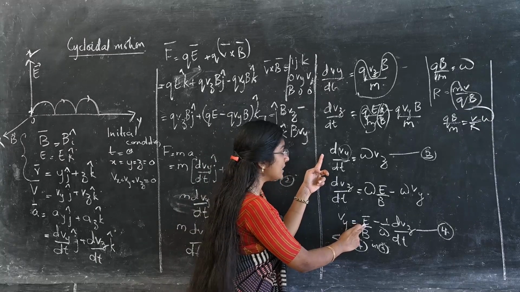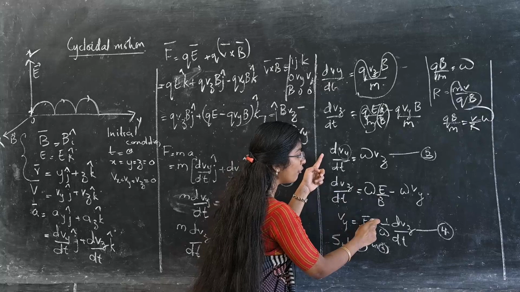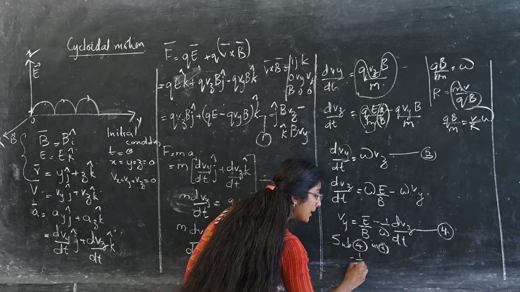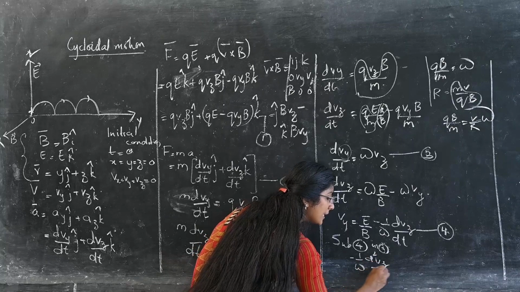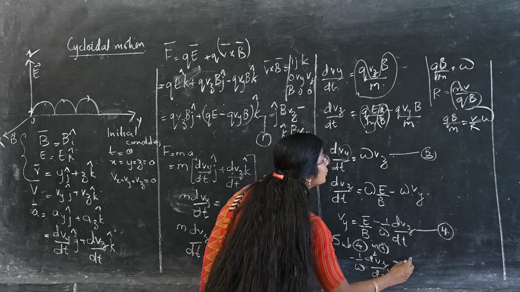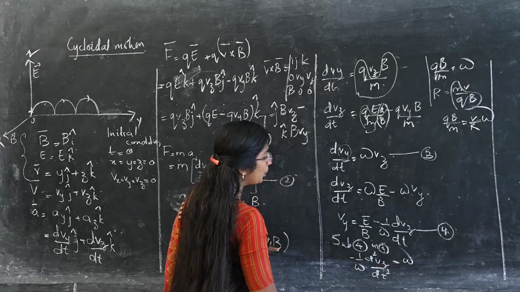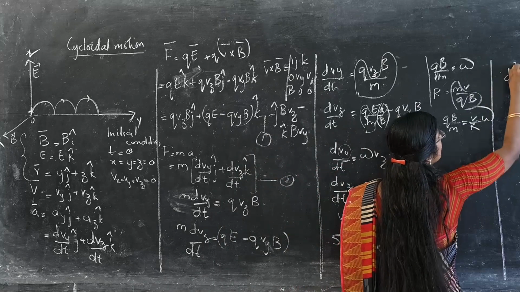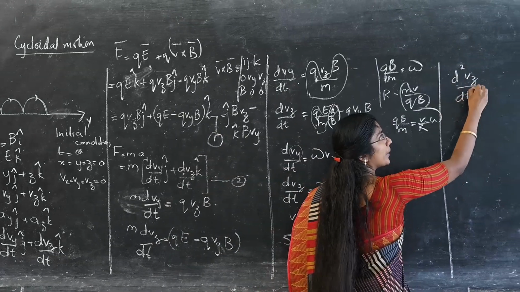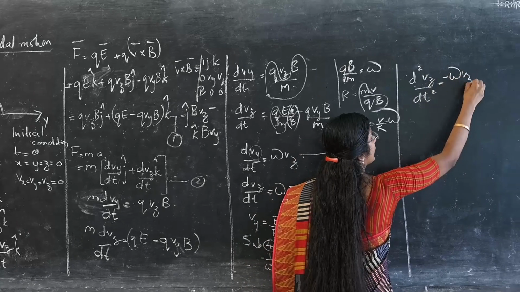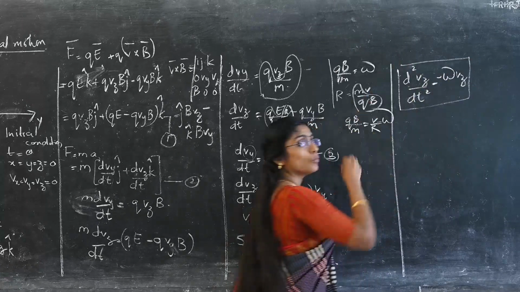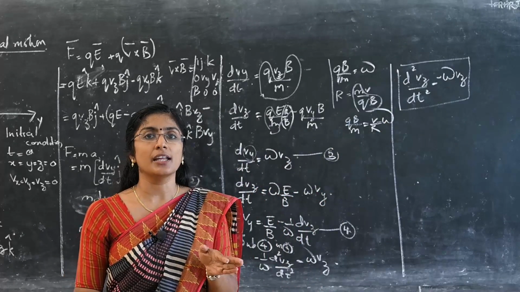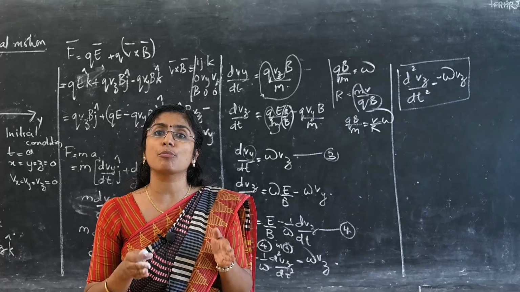So that term vanishes, minus d by dt of minus 1 by omega dvz by dt. So that becomes 1 by omega d square vz by dt square is equal to omega into vz. Or I can write that equation as d square vz by dt square is equal to minus omega square vz. What is this? This is a very famous second order differential equation which represents a simple harmonic motion.